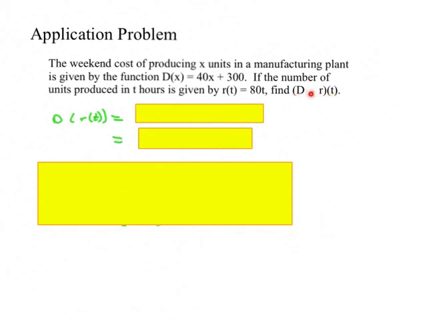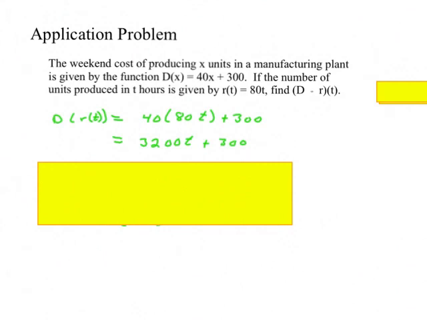Now remember, I can write the composition like this, or I can write the composition like this. Either form of the notation is the same. So I'm going to take my r function right here and plug it in for x into my d function. Alright, so here's where we show this. Now I'm just going to simplify this by multiplying the 40 and the 80 together, and that'll give me 3200t plus 300. Okay, so there's my resulting formula.